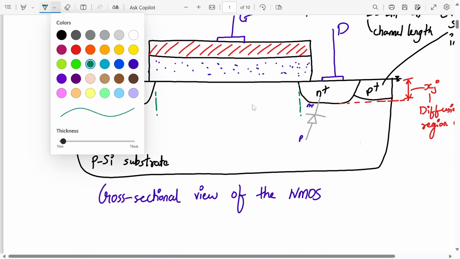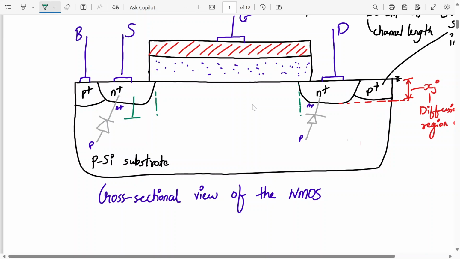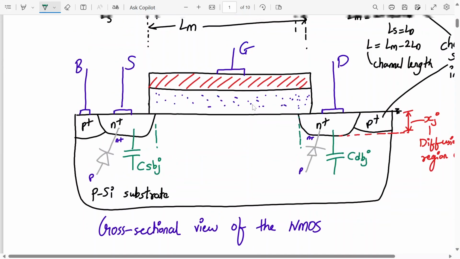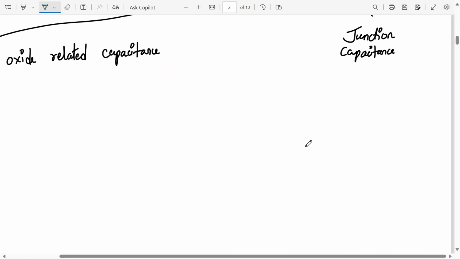So because of that, we have two capacitances which are called CSBJ. So how do we read it? Source to substrate junction capacitance. B stands for body or substrate, so source to substrate, and J stands for junction capacitance. And here there is one more, CDBJ. This is called the drain to substrate junction capacitance, or drain to body junction capacitance. So these are two area capacitances.